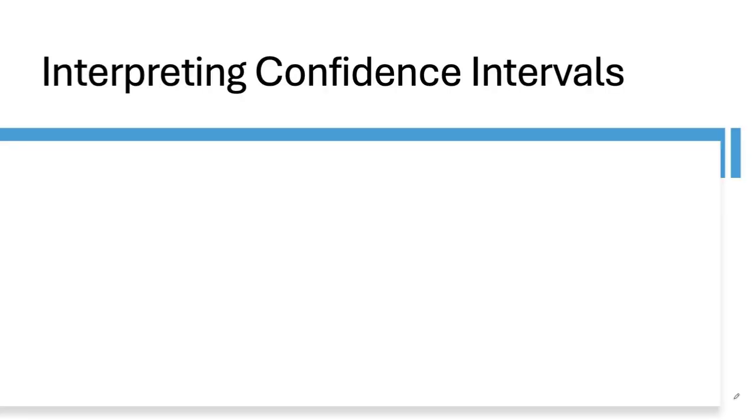Now that we know how to construct confidence intervals, let's talk about what they actually mean in practice. A common misperception is that a 95% confidence interval means that there's a 95% chance that the true population mean is inside the interval. That's not exactly correct. Instead, it means that if we repeated this experiment many times, 95% of the confidence intervals would contain the true population mean. We can be 95% confident that our interval captures the true parameter.